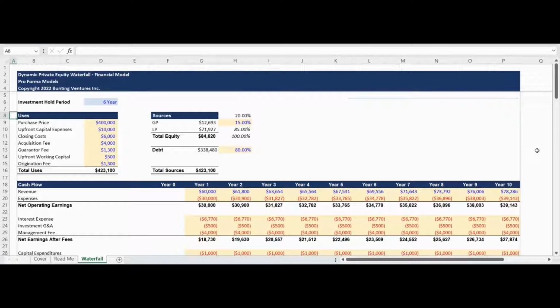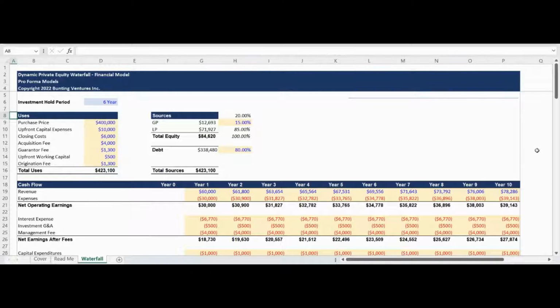The investment hold period selection at the top of the Waterfall tab contains a drop-down selection, which will set the investment horizon for the cash flow distribution and return calculation. The model is built for analysis periods between 1 and 10 years.